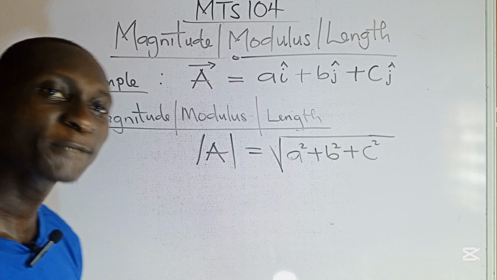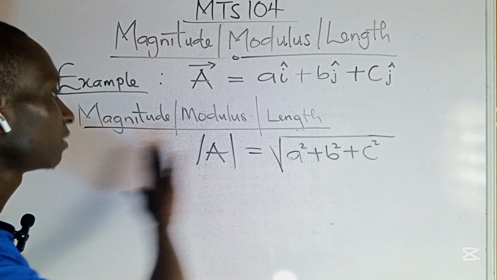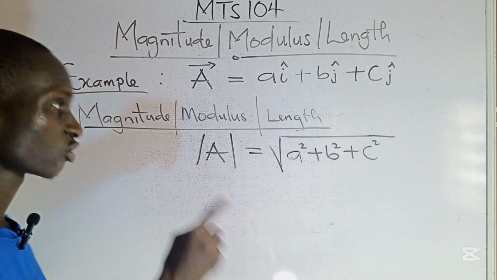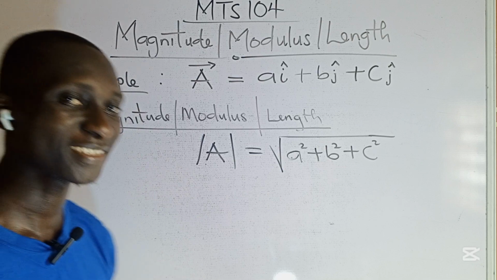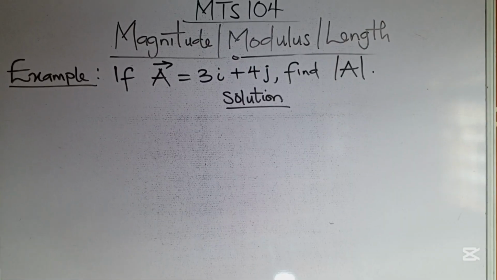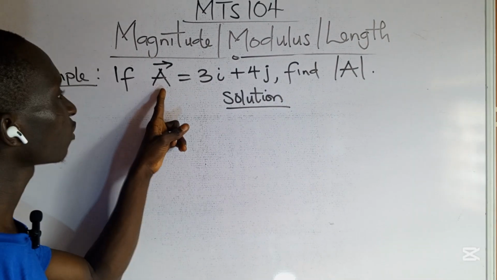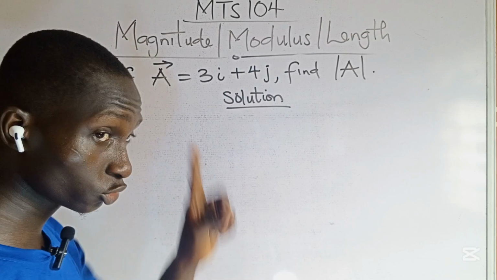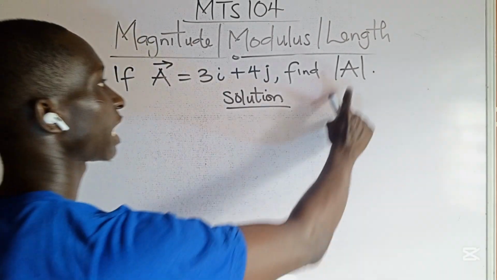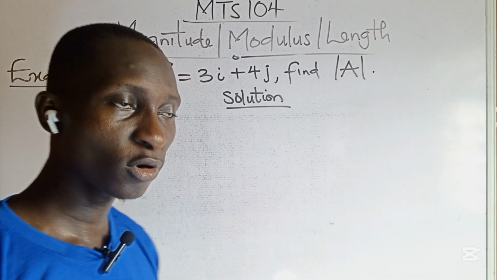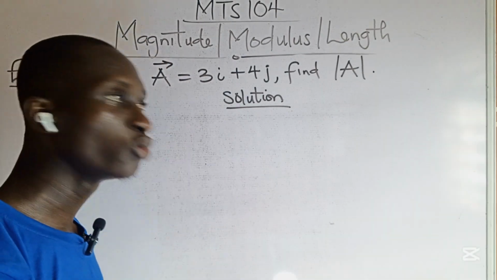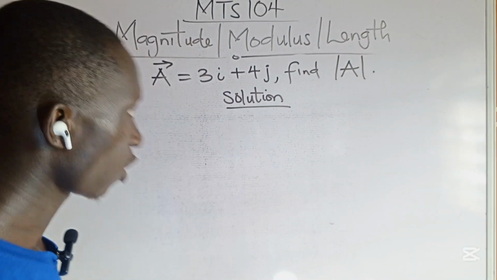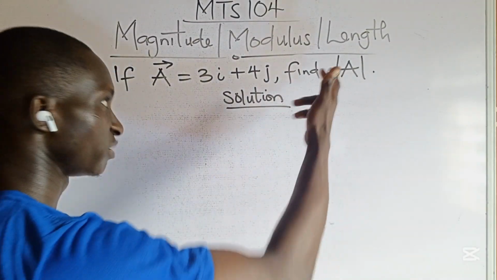So that's all. Now let's pick up examples where you'll be asked to find any of these. It could be said as its length, its modulus, or its magnitude. Example: if vector A is 3i plus 4j, that means it's a two-dimensional vector. They ask you to find this. It is very important that you know what this symbol stands for. It stands for the magnitude, the length, or the modulus of A.